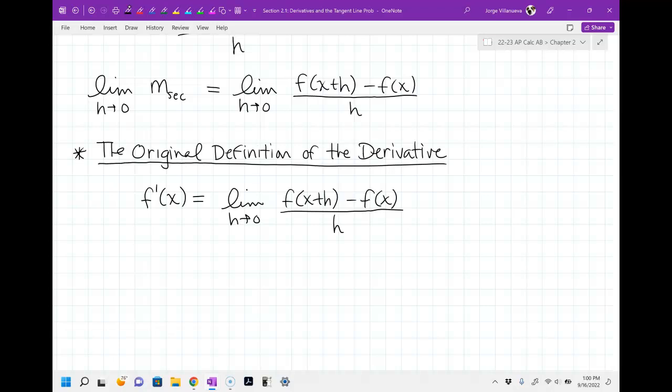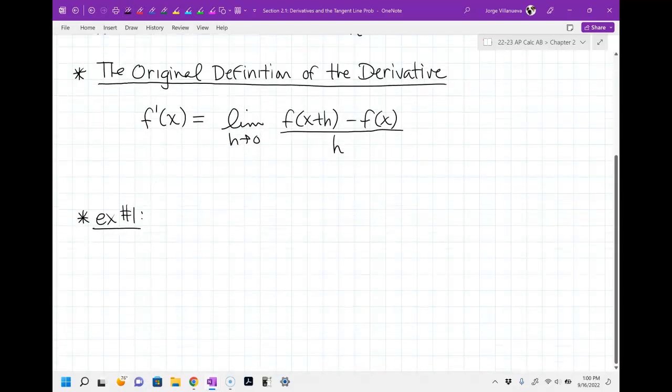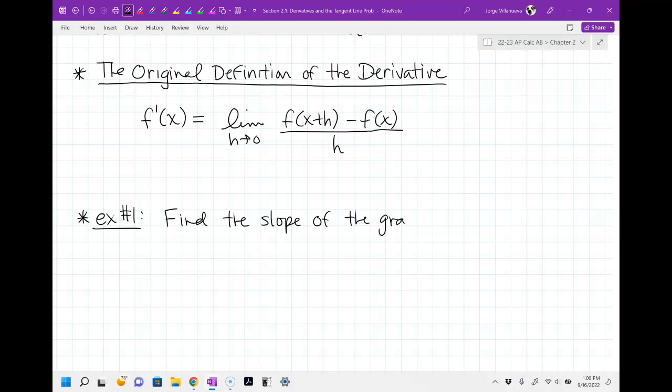To give you an example, let me put example number 1 here. The instructions are going to say find the slope of the graph of f of x equal to x squared plus 2x plus 1 at the point negative 3, 4.